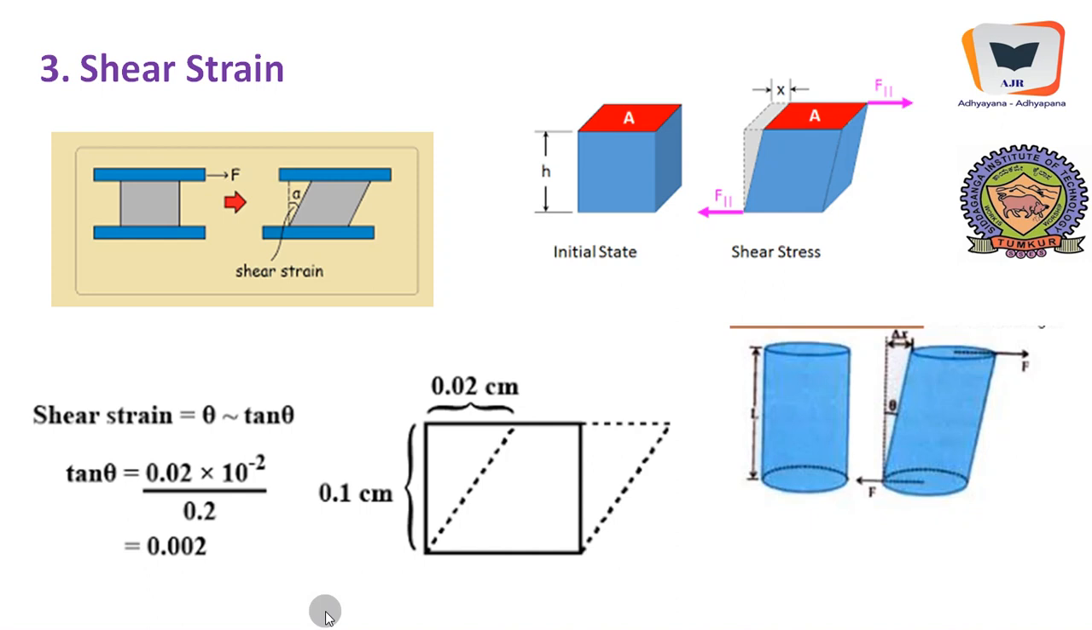There are three kinds of strains. One is normal strain, or linear strain, or longitudinal strain, and the second category is lateral strain, which happens to the lateral dimensions like diameter, width, or thickness. And the third category of strain is shear strain.